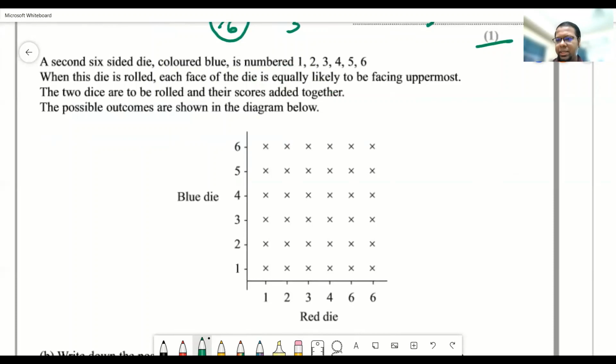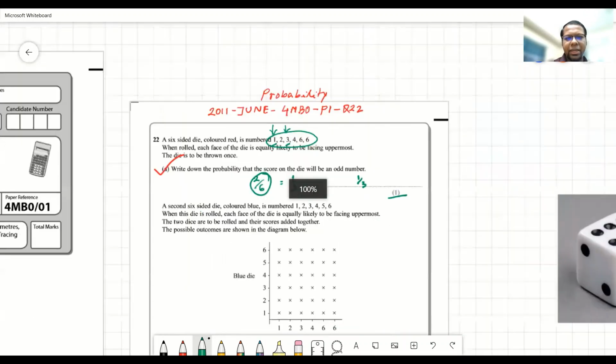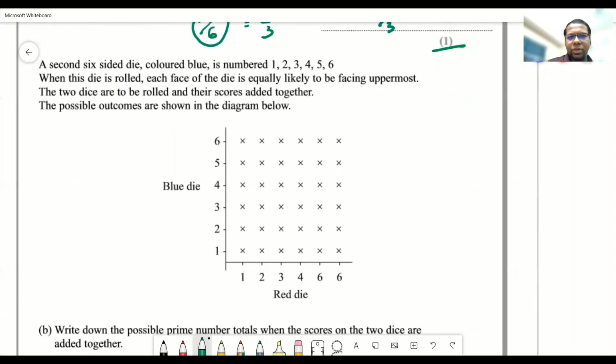Second 6-sided die. Previously we had one die, which is a red colored die. Now we have a blue colored die, but the numbers here are 1, 2, 3, 4, 5, 6. When this die is rolled, each face of the die is equally likely to be facing uppermost. So it's a fair die. That means if you roll it, the probability of getting each of the numbers is equal, which will be 1 by 6 in this case.